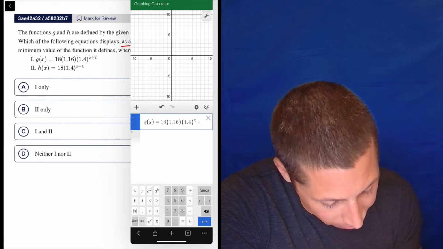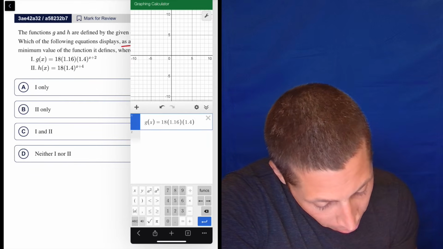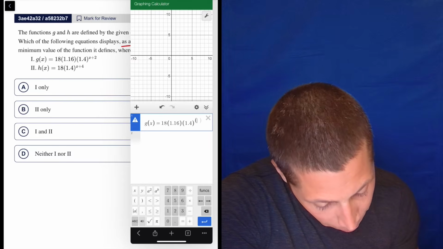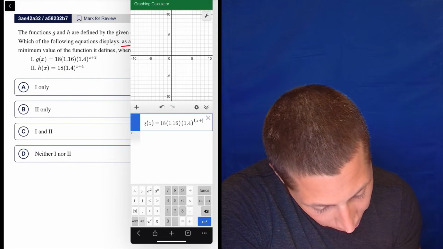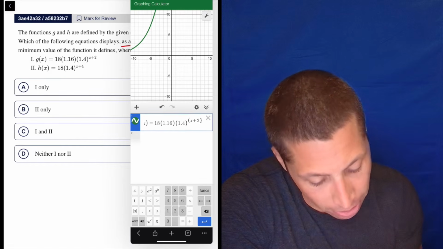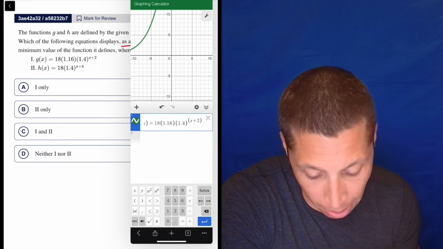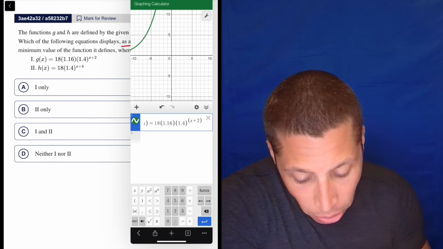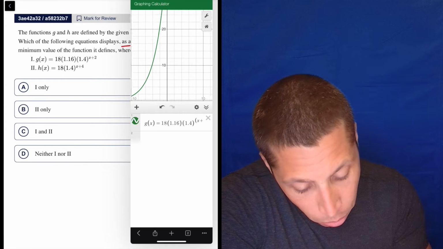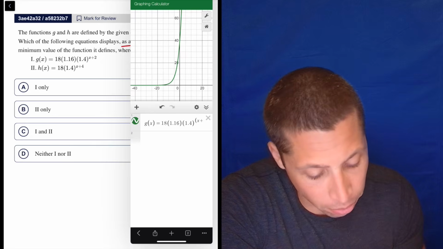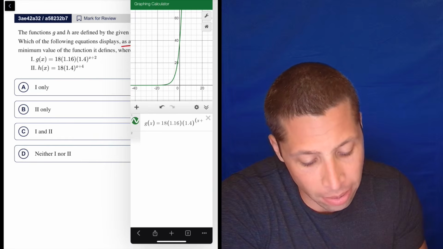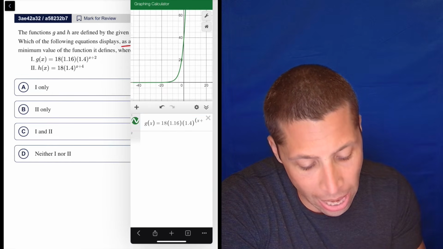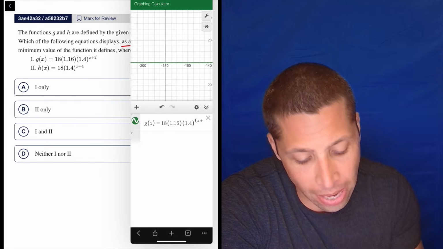So my advice is if you've got a complicated exponent, just when you have it, start with the parentheses. That way it knows to put everything in those parentheses in the exponent. So now we're good. So 18 times 1.16 times 1.4 to the x plus 2. Now we're looking for the minimum value. So the thing most of you will recognize is there is no kind of minimum value, right? This thing seems to kind of go down and then it stays at the same level, right?